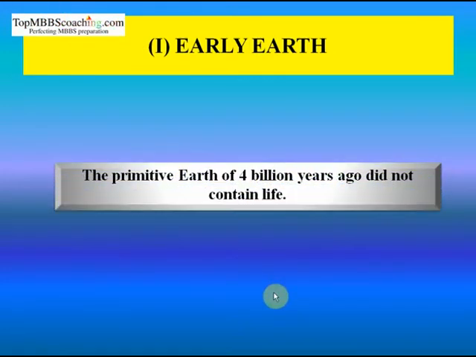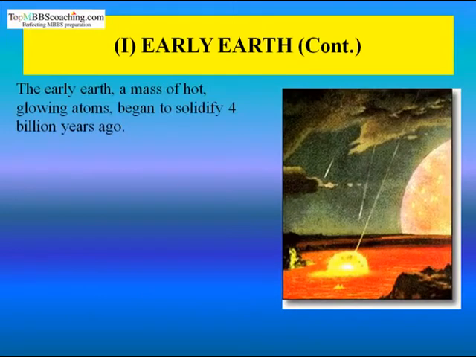See, the primitive Earth of 4 billion years ago did not contain life. So if Pasteur is correct and life only comes from existing life, where and how did life begin? Based on many assumptions, the conditions on early Earth some 3 to 4 billion years ago are thought to be much different from what they are today. That's why we are calling it primitive Earth or early Earth. The early Earth is a mass of hot glowing atoms that began to solidify 4 billion years ago.